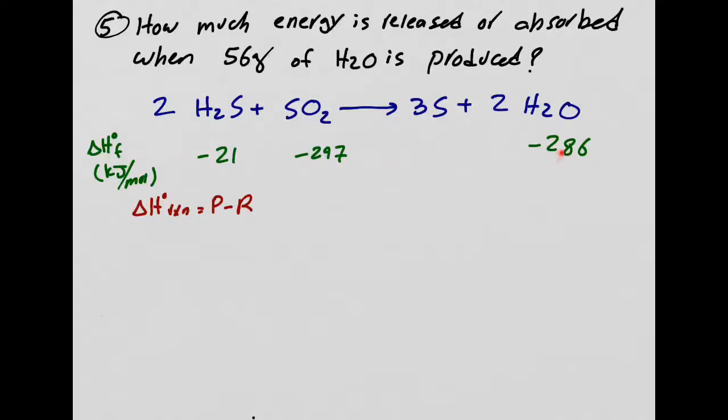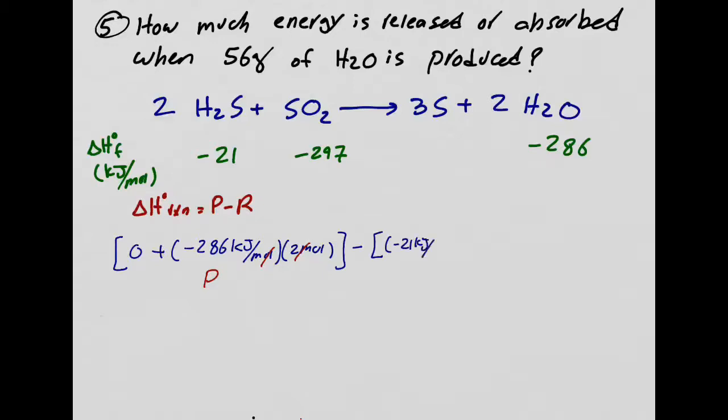Okay, we have the delta H of the formation. Product minus reactant would give the delta H of the reaction. Let's do that. So sulfur is 0. Water is negative 286 kilojoules per mole. We talked about it. We have to multiply it by moles. I have 2 moles of water, coefficients are the mole ratio, so the moles can cancel out. Alright, so now this is going to be my product minus my reactant. My reactant is H2S, so negative 21 kilojoules per mole.